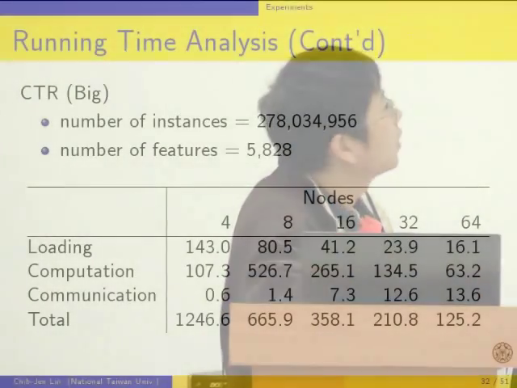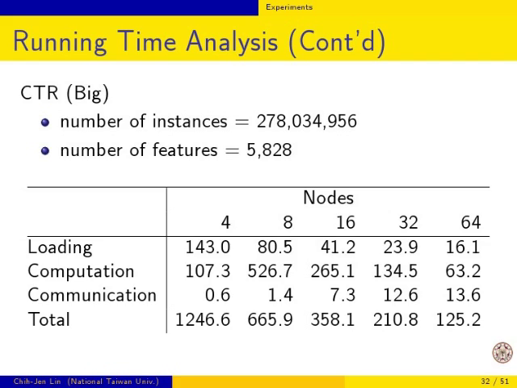And here's the result of using a larger one. For the larger one, we can start only from 4 nodes. For 4 nodes, we have about 1200 seconds for the training. And when we increase the number of nodes up to 64, this is about 125 seconds.